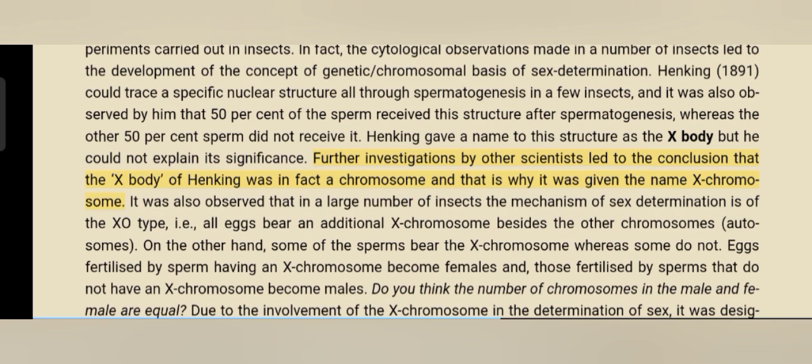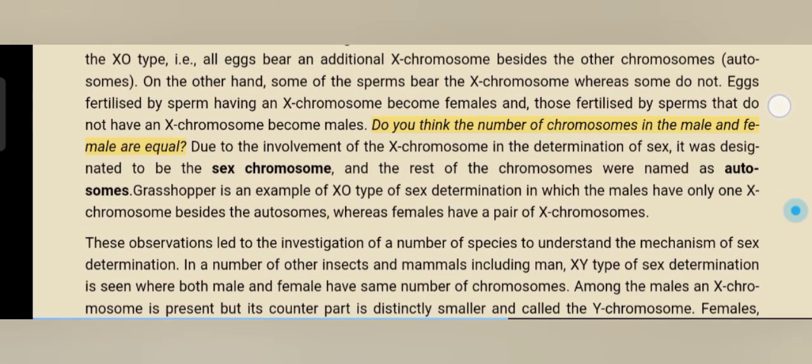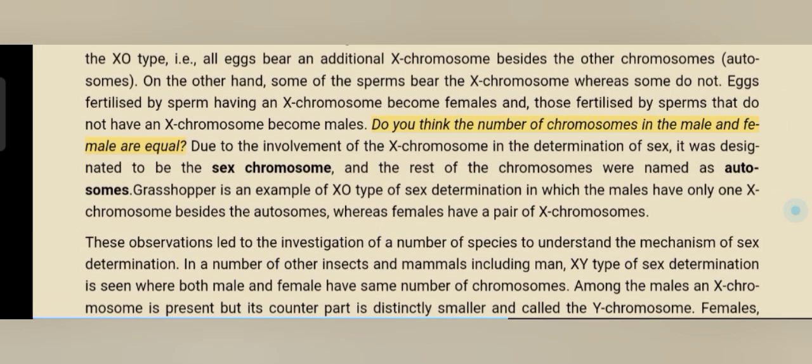Further investigations by other scientists led to the conclusion that the X-body of Henking was in fact a chromosome, and that is why it was given the name X chromosome. It was also observed that in a large number of insects the mechanism of sex determination is of the XO type, i.e., all eggs bear an additional X chromosome besides the other chromosomes, autosomes. On the other hand, some of the sperms bear the X chromosome whereas some do not. Eggs fertilized by sperm having an X chromosome become females, and those fertilized by sperms that do not have an X chromosome become males. Do you think the number of chromosomes in the male and female are equal?